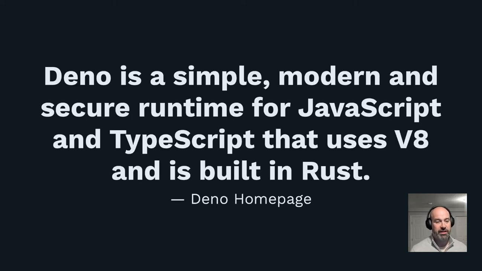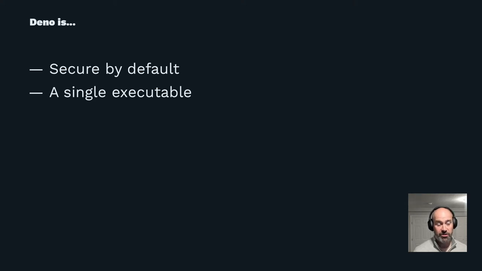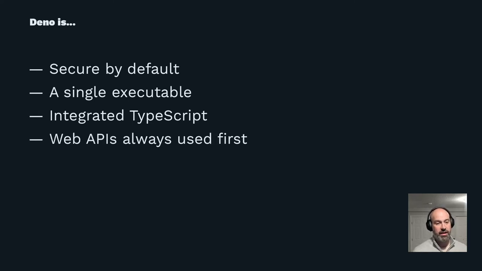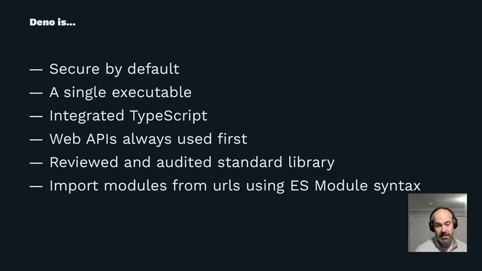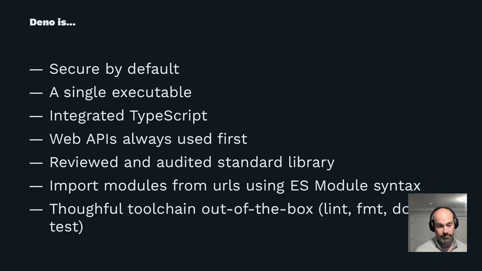And according to their website, Deno is a simple, modern, and secure runtime for JavaScript and TypeScript that uses V8 and it's built in Rust. So what does that mean? Well, Deno is secure by default, has a single executable that you use for everything. It integrates TypeScript out of the box, so there's no compile toolchain you have to set up. Web APIs are always used first, and they work with browsers to standardize new APIs before considering making proprietary ones. Its standard library is fully reviewed and audited as of version 1, and you can import modules using the same system of ES modules that you use in the browser. Deno also includes a thoughtful toolchain out of the box for common tasks like linting, formatting, documenting, and testing your code.